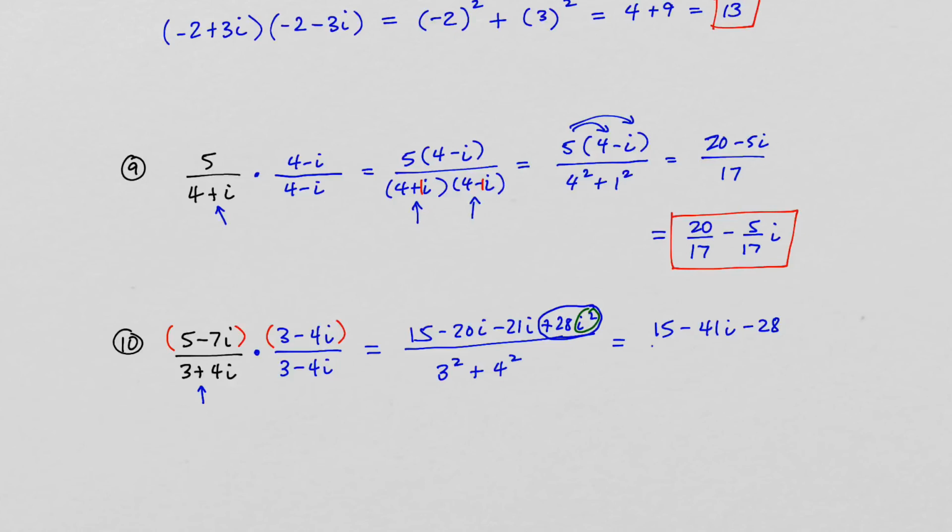And then in the denominator, we have 9 plus 16. Simplify a little further. On the top, 15 minus 28 is negative 13, minus 41i, and 25 in the denominator. And then finally, we separate to write our answer in standard form. Let me clean that up a little bit.